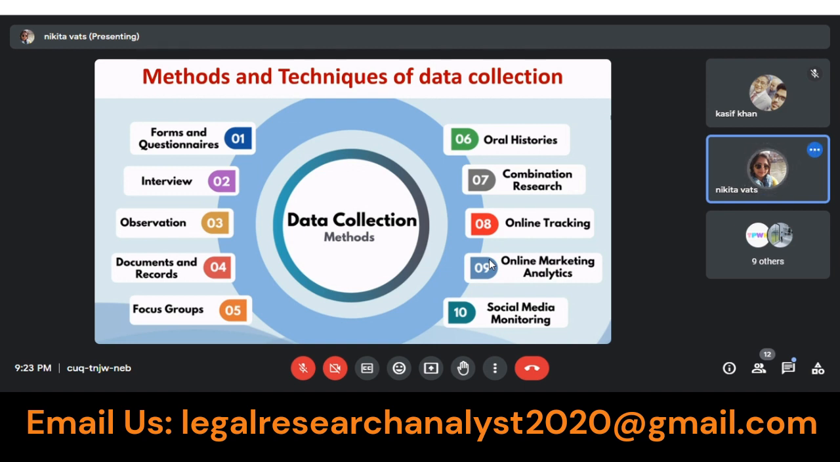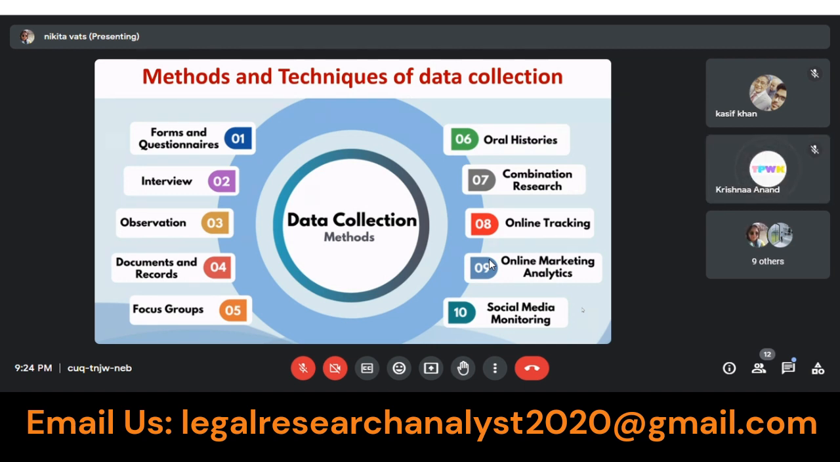Combination research is when you are deploying two techniques, quantitative as well as qualitative. Eighth is online tracking. Everybody knows this. Online marketing analytics, I don't think it's relevant for us. Social media monitoring can be important for some of you, because then you can at least find out trend analysis. Any doubts in this?